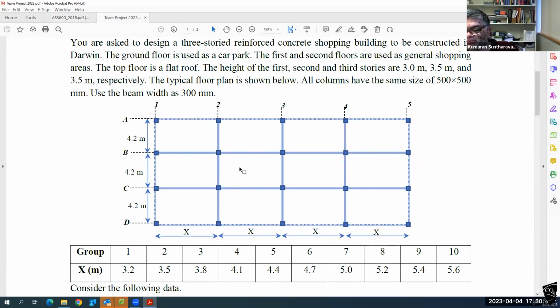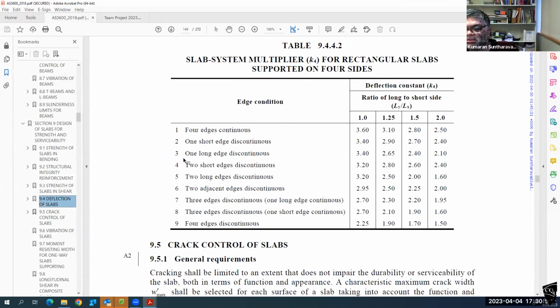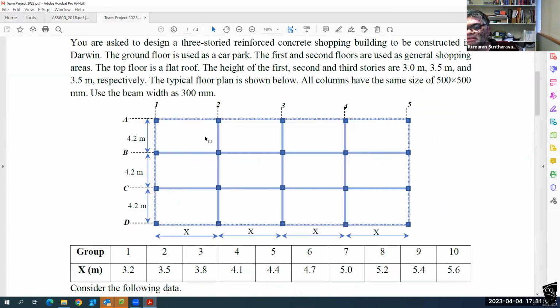So for this panel, all 4 sides are continuous. All 4 edges are continuous. So that is for the interior panel. So like that, you will have a different K4 value for each panel.